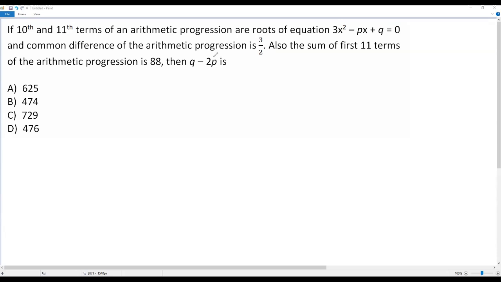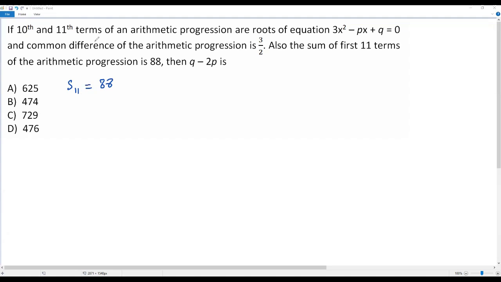Okay, using the given information, we have to find the value of the expression q − 2p. For that, we need the values of the constants q and p. Now let me take the information over here. The sum of the first 11 terms of the arithmetic progression is 88. Let me write that down: S11 = 88. S11 is the sum of the first 11 terms.